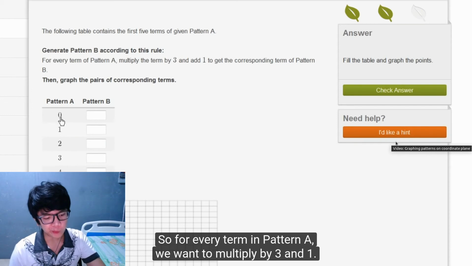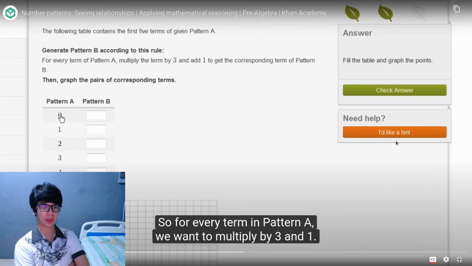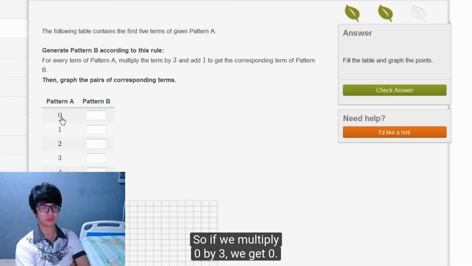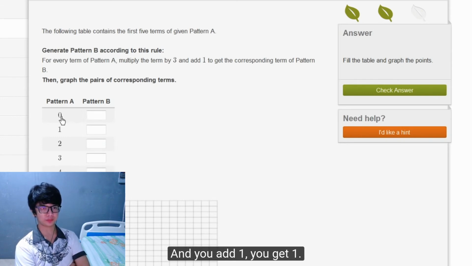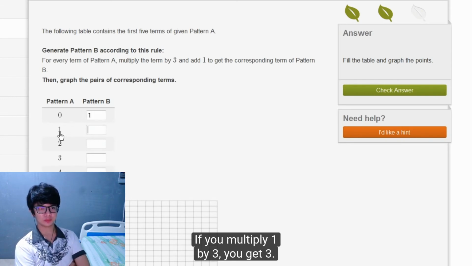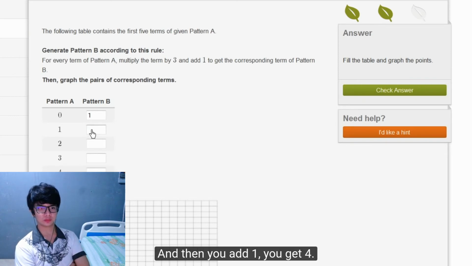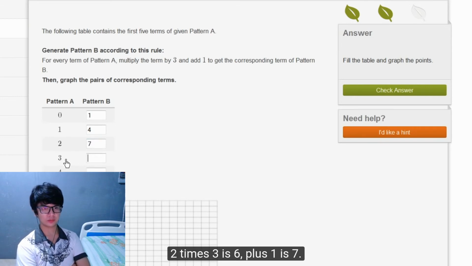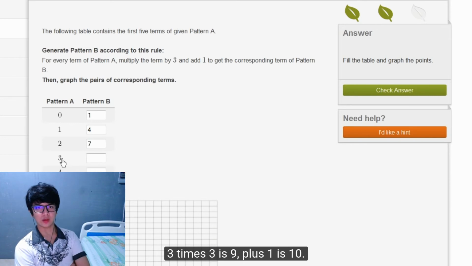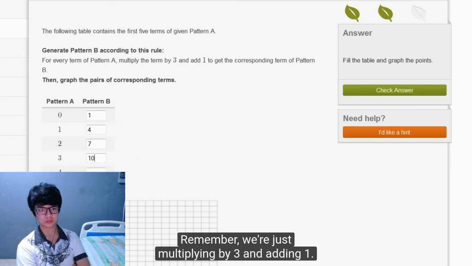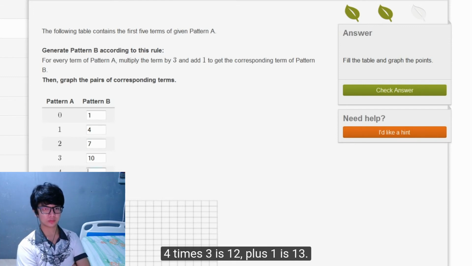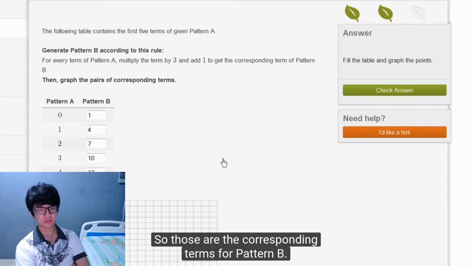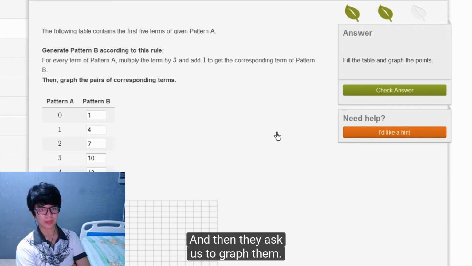So for every term in pattern A, we want to multiply by 3 and add 1. So if we multiply 0 by 3, we get 0, and you add 1, you get 1. You multiply 1 by 3, you get 3, and then you add 1, you get 4. 2 times 3 is 6, plus 1 is 7. 3 times 3 is 9, plus 1 is 10. Remember, we're just multiplying by 3 and adding 1. 4 times 3 is 12, plus 1 is 13. So those are the corresponding terms for pattern B. And then they ask us to graph them.